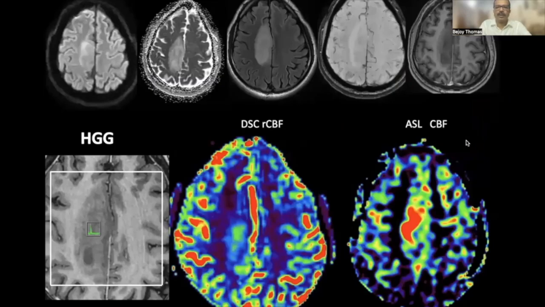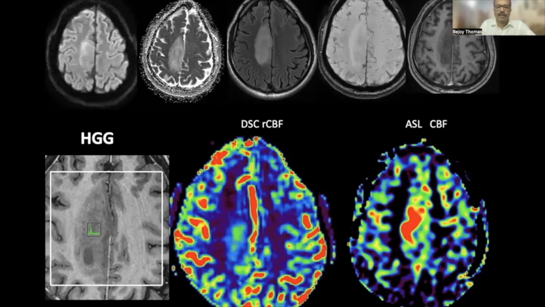Compared to tumors, we know that we look at the cerebral blood volume for grading. With ASL, you cannot directly get the CBV, but you can look at the CBF, and there are several papers which compare gadolinium enhanced perfusion imaging as well as ASL, and ASL is particularly useful in children in showing the grade of tumor.